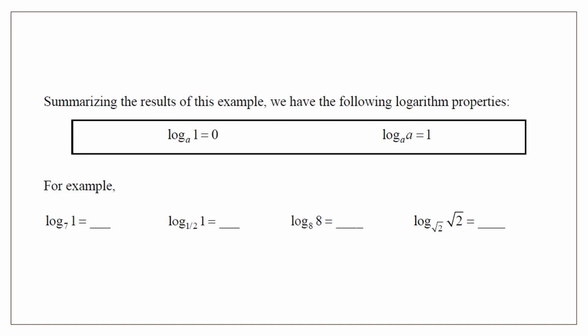Summarizing the results of this example, we have the following logarithm properties. The log base a of 1 equals 0, and the log base a of a equals 1. For example, log base 7 of 1 will equal 0. The log base 1/2 of 1 will equal 0. The log base 8 of 8 will equal 1, and the log base square root 2 of square root 2 will equal 1.